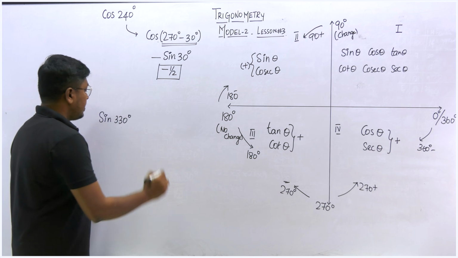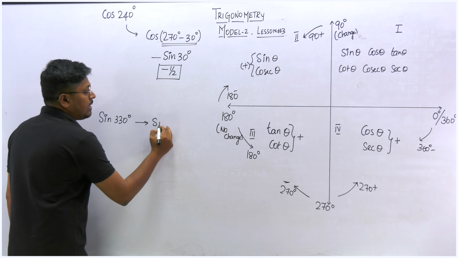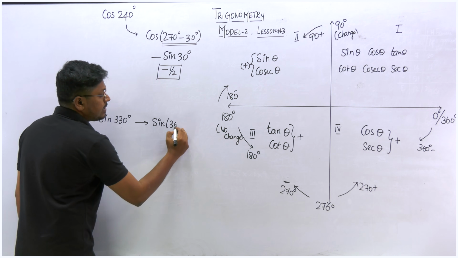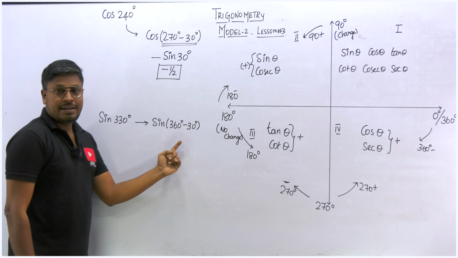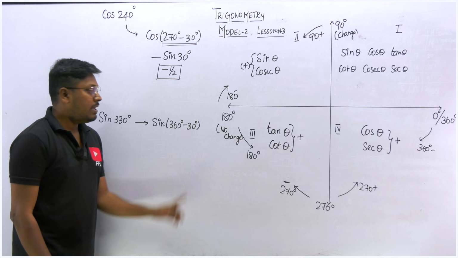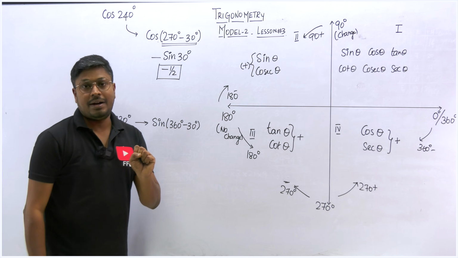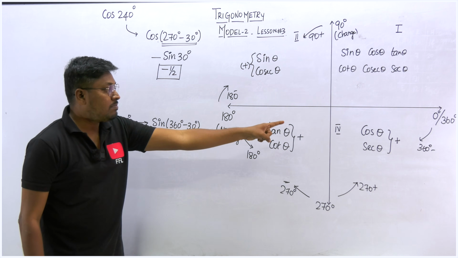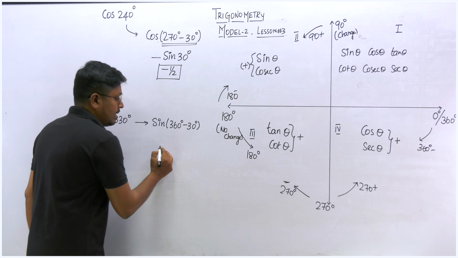Now easy, right? Next will be sine 330 degree. This sine 330 degree can be written as sine of 360 degree minus 30 degree. If it is 360 minus, it lies in the fourth quadrant. In the fourth quadrant, except cos and secant, all the remaining are negative. Here it is sine, so it is negative.